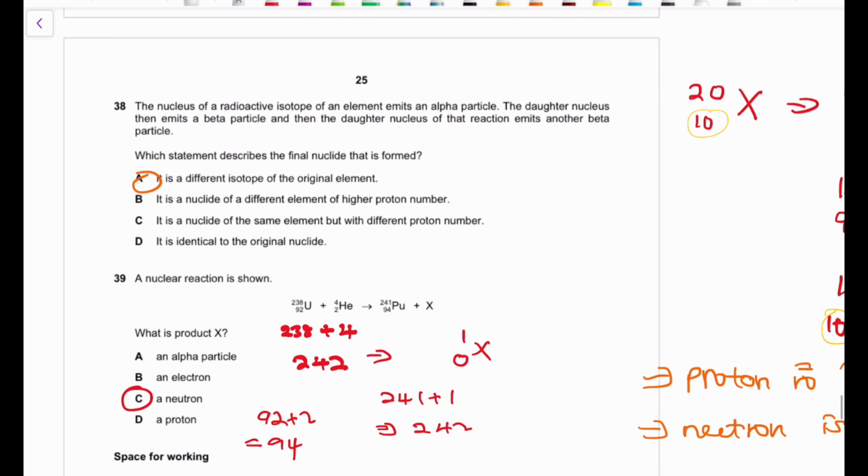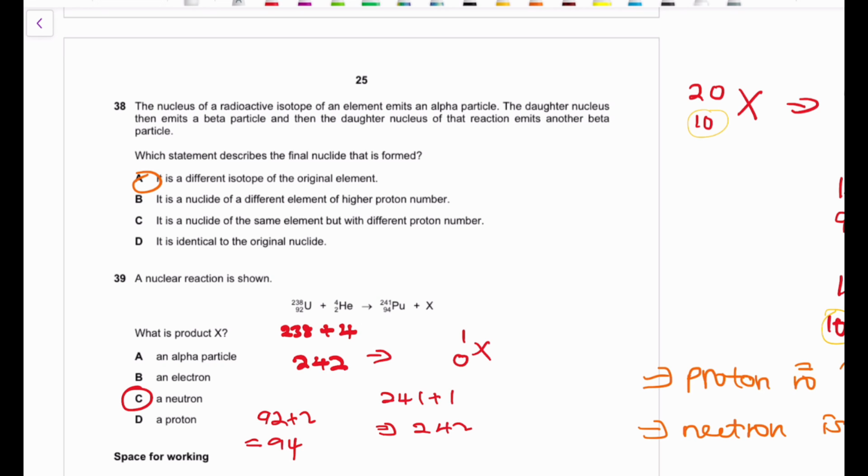We've been given the nucleus of a radioactive isotope that emits an alpha particle. When a radioactive decay occurs, it emits alpha particles because it's unstable, so it's going to emit some specific particles, alpha particles, beta particles. Specific particles are emitted during the process of radioactive decay.